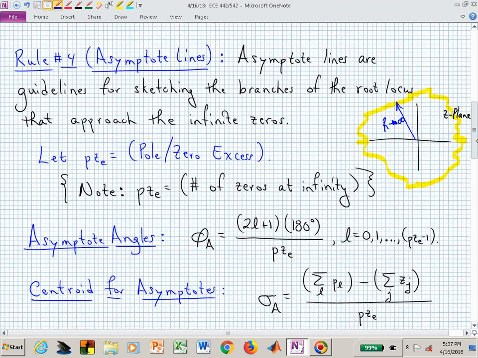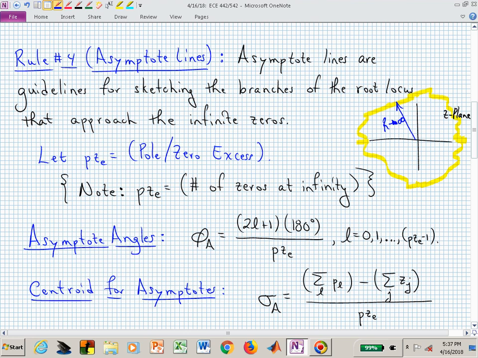And the reason that's important is because these asymptotes that define these guidelines are going to be assuming particular angular values. And this tells us what those angles are. The angles of our asymptote, which we are labeling phi sub A for asymptote, is going to be 2L plus 1 times 180 degrees. It's an odd multiple of 180. And how many of those angles we have obviously depends on our pole zero excess.